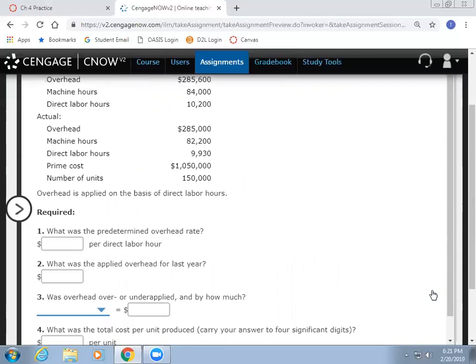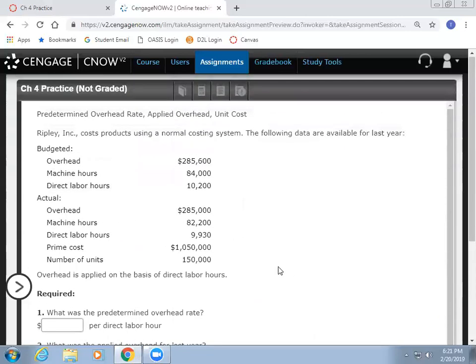Okay, so this next one we're kind of switching gears and going back where we kind of started a little bit. We're going to look at predetermined overhead rate, applied overhead, and unit costs. So here we have Ripley Incorporated, which costs products using a normal costing system. The following data are available for last year. They show our budgeted overhead, machine hours, and direct labor hours, and then our actual, including prime costs and number of units. And it tells us overhead is applied on the basis of direct labor hours.